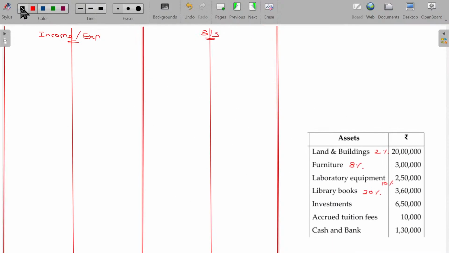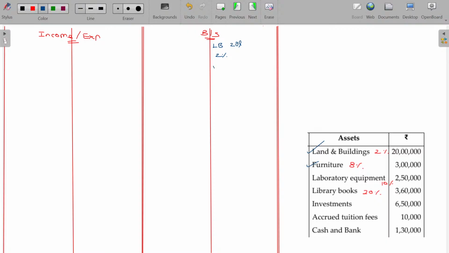Start with the land and building. Closing balance sheet. Land and building will be posted in the asset side, the value being 20 lakhs, and minus depreciation applicable for this being 2%. I'll calculate the depreciation at the last. I'm not aware whether there are any further purchases or not, so I keep it pending.